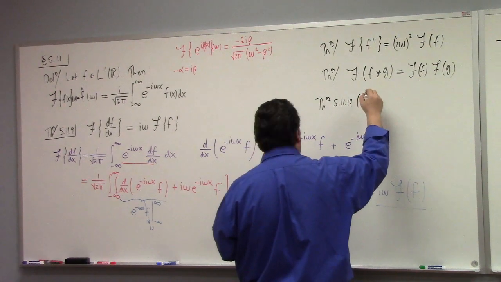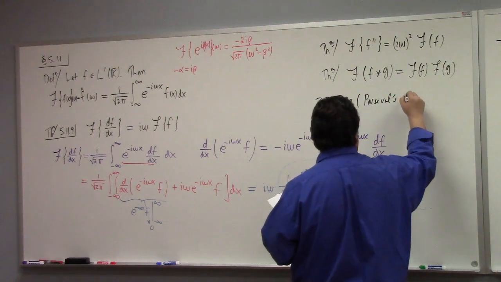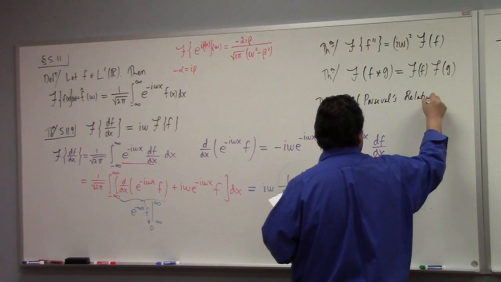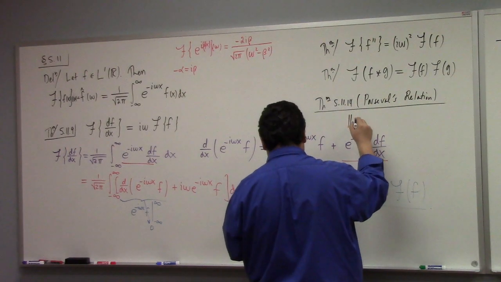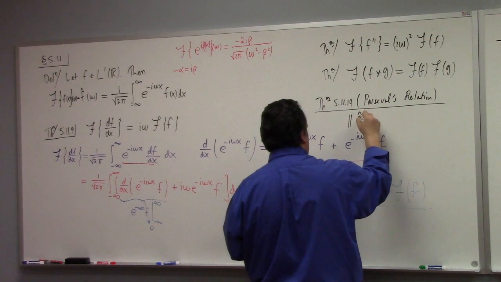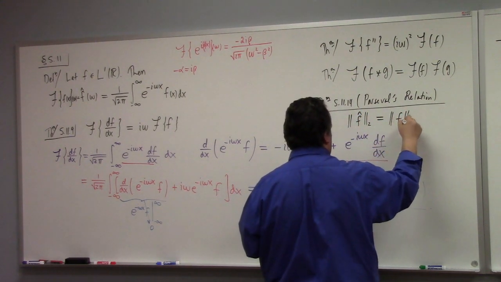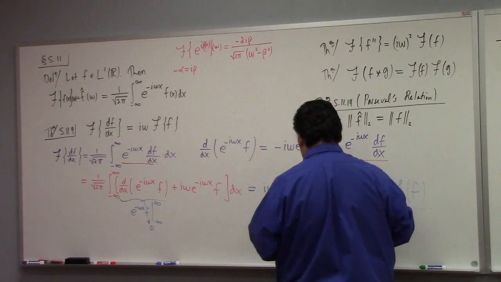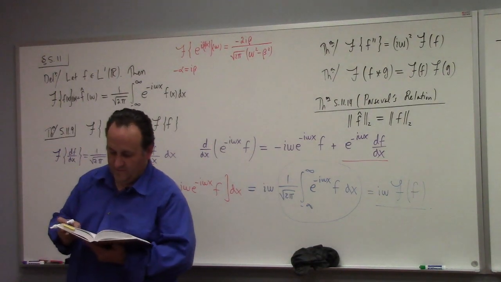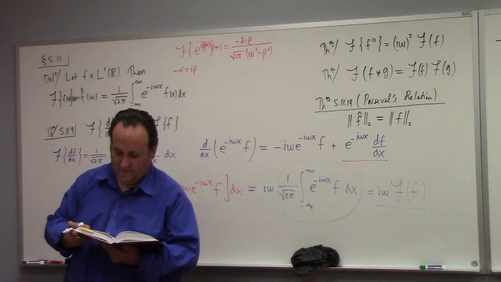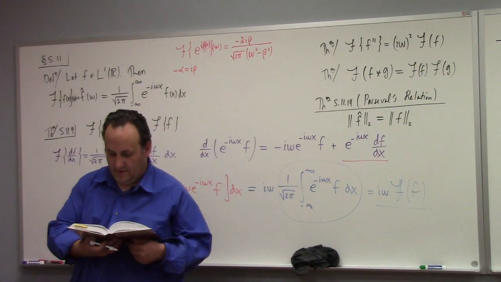Theorem 5.11.14, known as Parseval's relation. What's it say? It says that the magnitude of f hat in the 2 norm is equal to the magnitude of f in the 2 norm. Well, here's what he says. In physical problems, the one without the hat is a measure of energy, whereas the one with the hat represents the quote-unquote power spectrum of f.